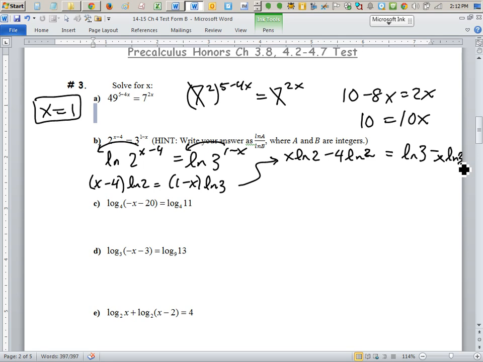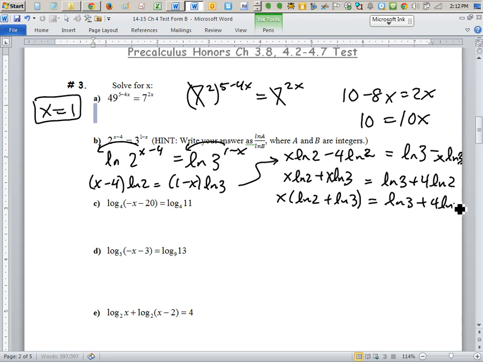Okay, so we have x ln 2 minus 4 ln 2 equals ln 3 minus x ln 3. And let's bring all the x terms to one side. So we have x ln 2 plus x ln 3 on this side. And let's bring all the non-x terms to the other side. So we have ln 3 plus 4 ln 2. And then we can factor out an x and divide. So some of you left your answer like this: ln 3 plus 4 ln 2 all over ln 2 plus ln 3.